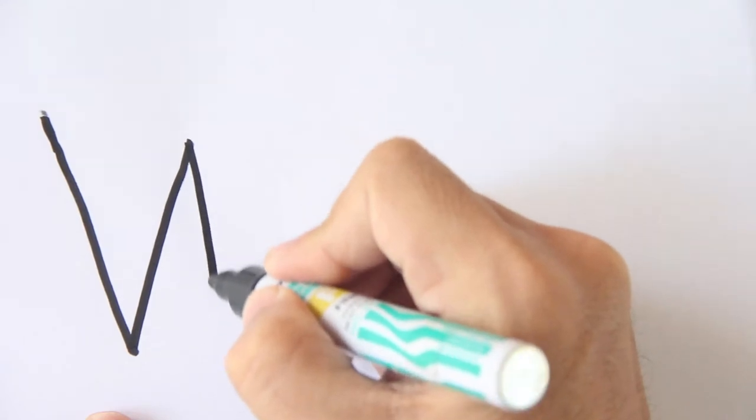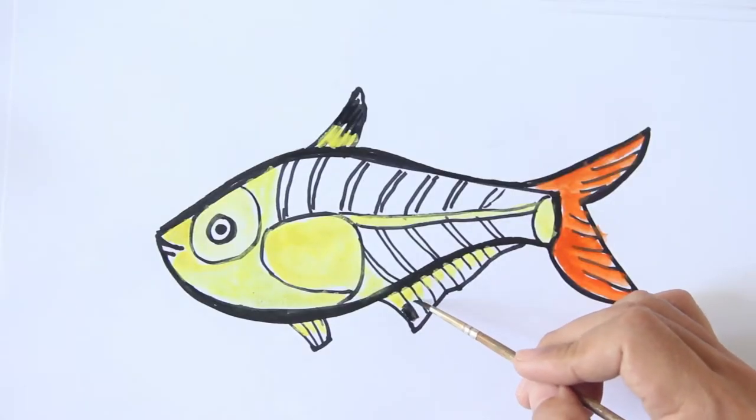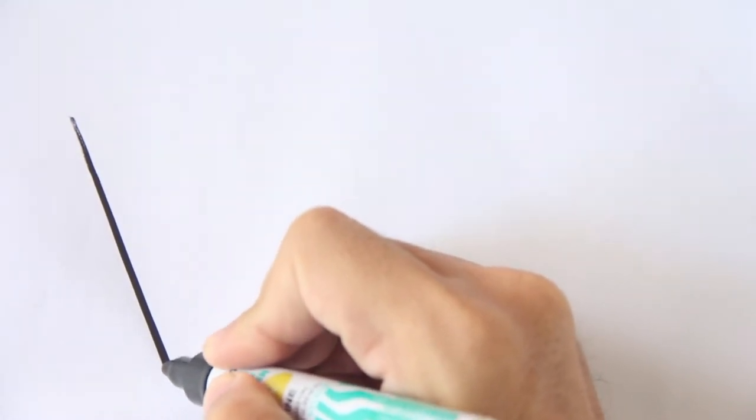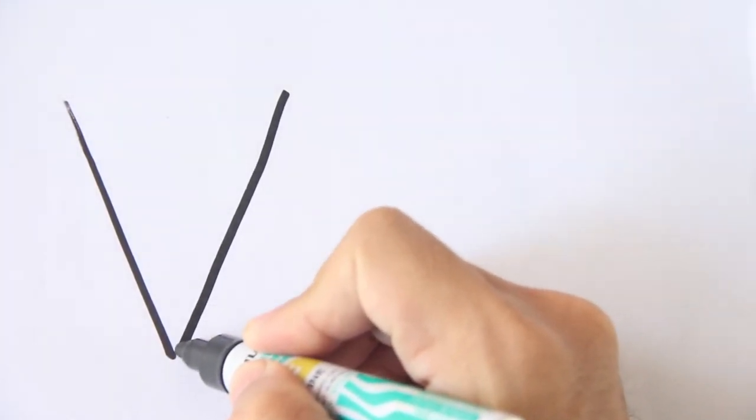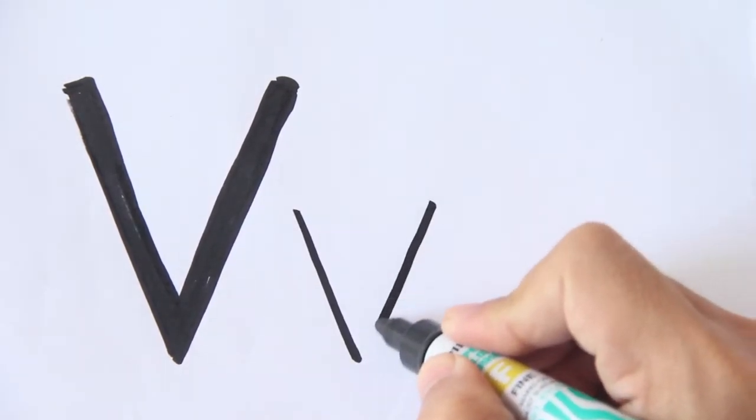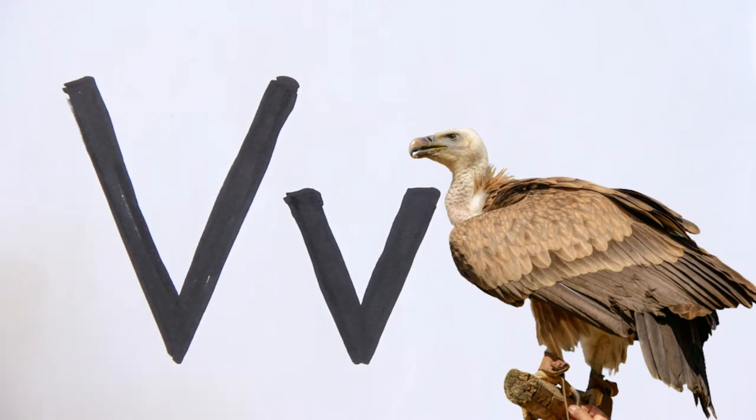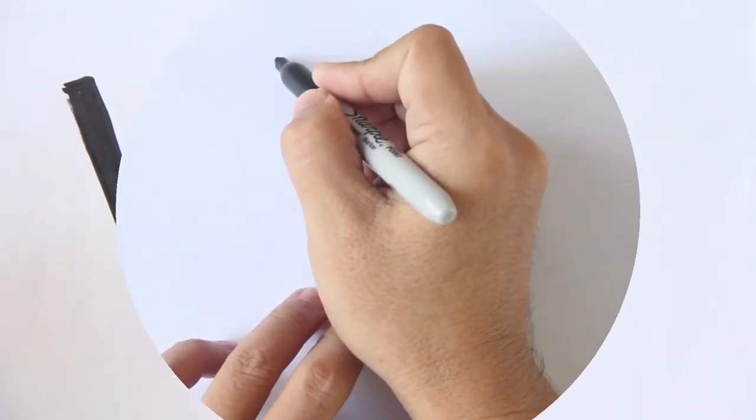Hi kids. In this video, we are going to learn the alphabet and draw some animals. This is capital letter V. And this is small letter V. V is for vulture. Let's draw a vulture.